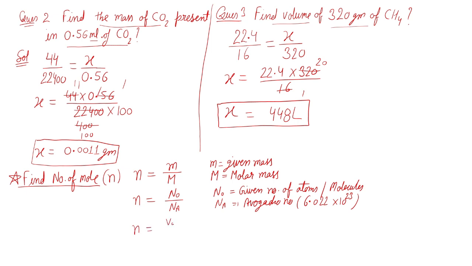last, given volume upon molar volume. V naught is the given volume. It means volume of any gas given to you. Molar volume means volume of 1 mole of substance that we know. It is 22.4 liter. If given volume is in ml, we will use 22,400 ml as its value. Okay, so these are the very basic things of the mole concept.